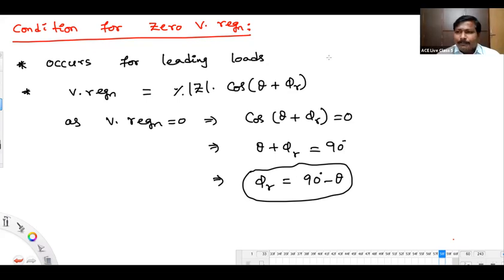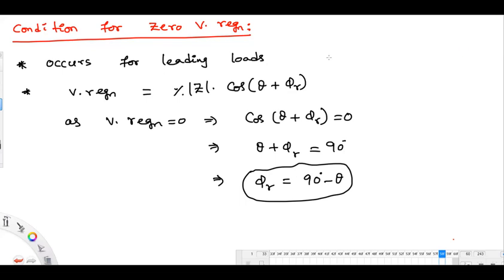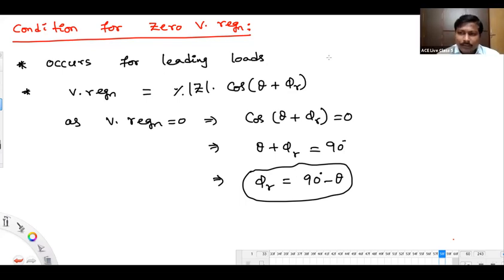The load might be there, but it may not draw any power at that time, because the fault is occurring in between. That depends on whether the load is going to draw power or not, which depends upon the type of fault and the location of the fault.